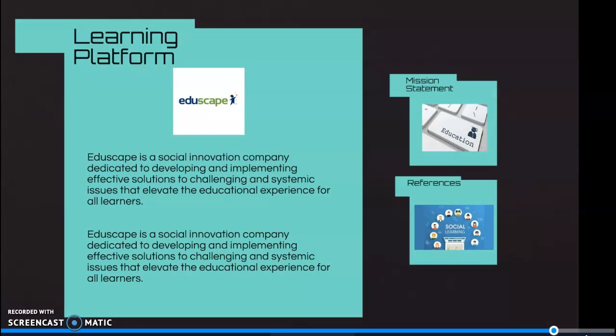One particular learning platform is that of Eduscape. Eduscape is a social innovation company dedicated to developing and implementing effective solutions to challenging and systemic issues that elevate the educational experience for all learners. Eduscape is a social innovation company, once again, dedicated to developing and implementing solutions to those challenges and systemic issues for students to gain a further experience for all learners.